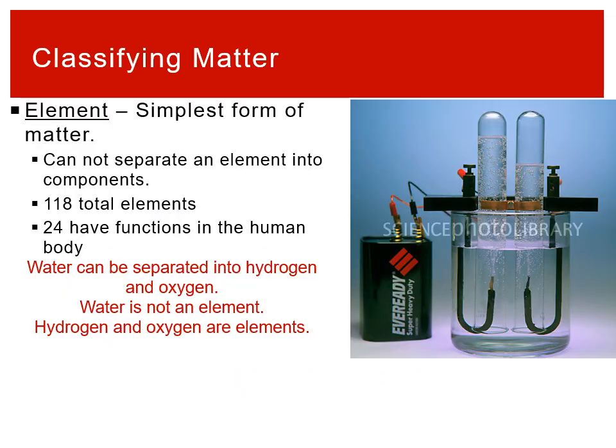The classifications of matter that we want to now talk about are based on the complexity of the matter. So all matter, the simplest form of matter is elements. So elements are the simplest: you can't separate an element into component types of matter. So there are 118 total elements. 24 are in your body right now doing things.